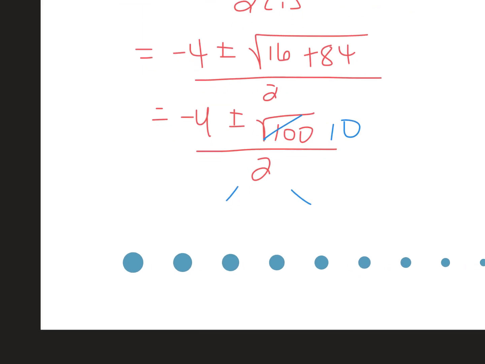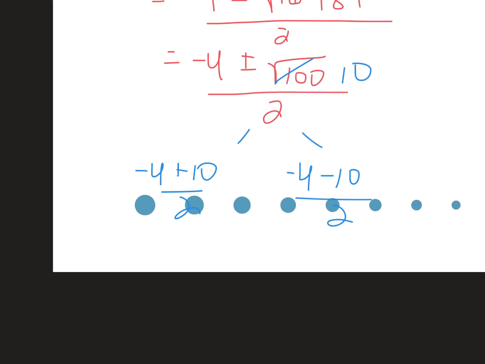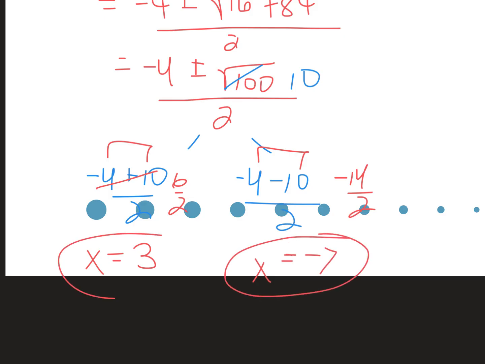So I'm going to rewrite this two ways. I'm going to rewrite this as negative 4 plus 10 divided by 2, and I'm going to write this as negative 4 minus 10 divided by 2. So on this left-hand side, what is negative 4 plus 10? Positive 6. So this is 6 divided by 2. What does x equal over here? 3. Good. And then over here I have negative 4 minus 10, which is negative 14, divided by 2 is negative 7.